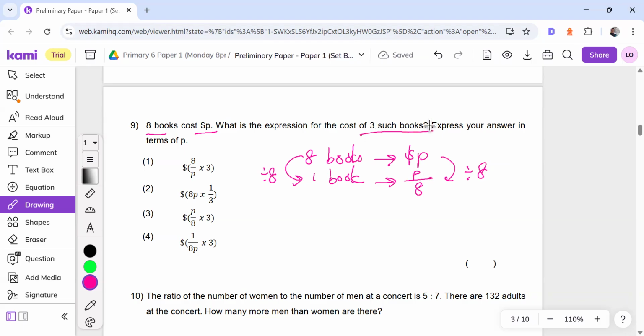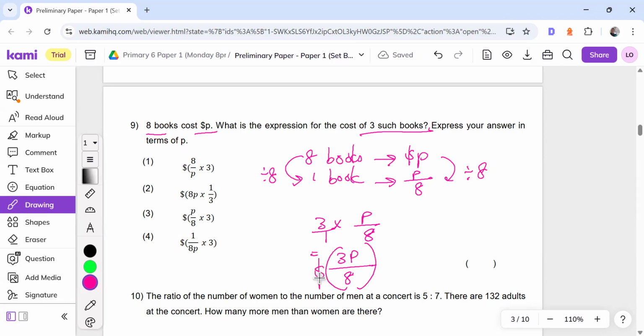Then 3 books will be what? 3 books will be 3 times P over 8. And then how to multiply fractions? Change the whole number into a fraction. 3 times P, 3P. 1 times 8, 8. So how much is 3 books? 3 books will be 3P over 8. And of course, bracket, dollar sign.